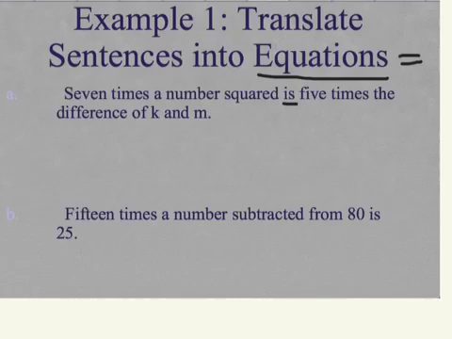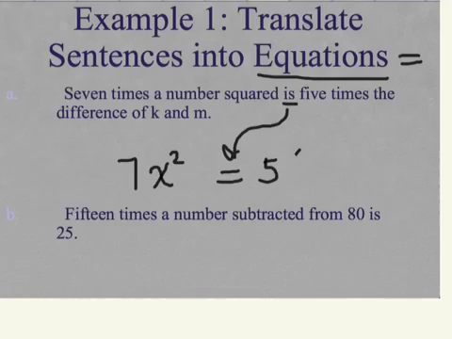It says 7 times a number squared is 5 times the difference of K and M. Right there, that word is lets me know that those two quantities that we're talking about on either side of the word is are equal. So let's start off with 7 times a number squared. 7, the number, let's say it's x, that's the number that's squared, so 7x squared shows us 7 times a number squared. The next part is 5 times the difference of K and M.